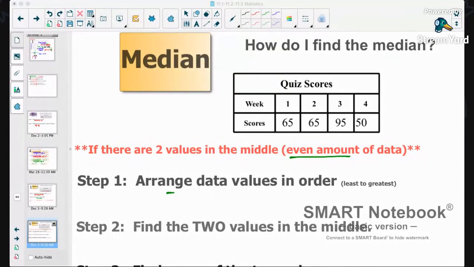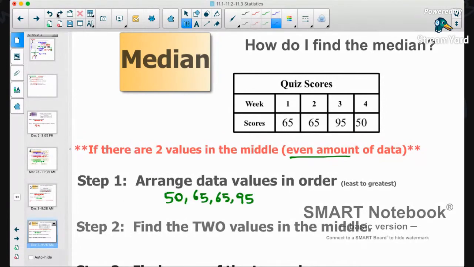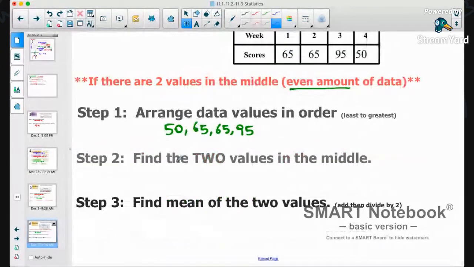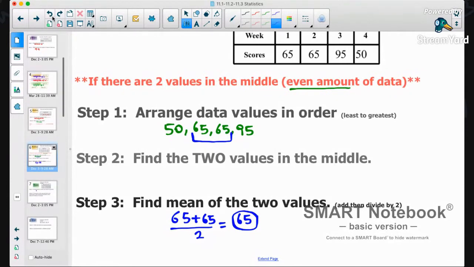If you order them from least to greatest, ladies and gentlemen, you are going to get 50, 65, 65, 95. And then what am I going to do? You need to get the 2 values in the middle. As you see here, the 2 values in the middle are 65 and 65. Step 3, you need to find the mean of these 2 values. 65 plus 65 divided by 2 is equal to 65. And this is your median. When you have an even amount of data, these are the steps we apply.